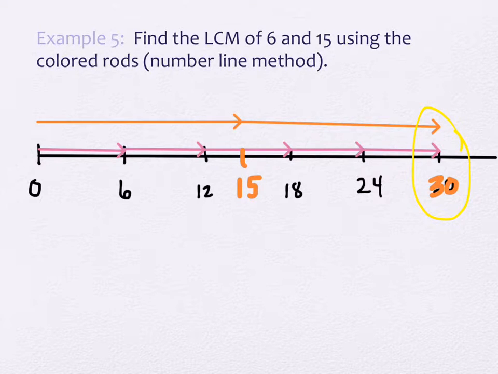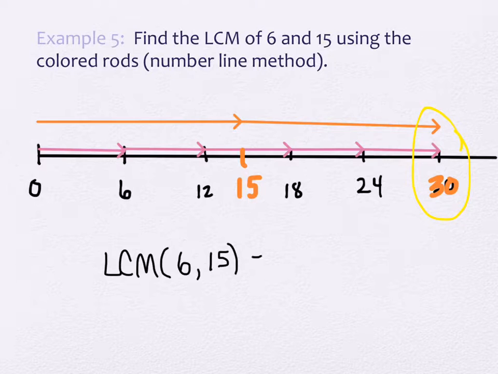It would be 30. So I'm using colors to do this just because I'm on the board where I have the ability to use the colors. But let me show you what this actually looks like with what are called colored rods as well. So my answer to the least common multiple of 6 and 15 is in fact 30.